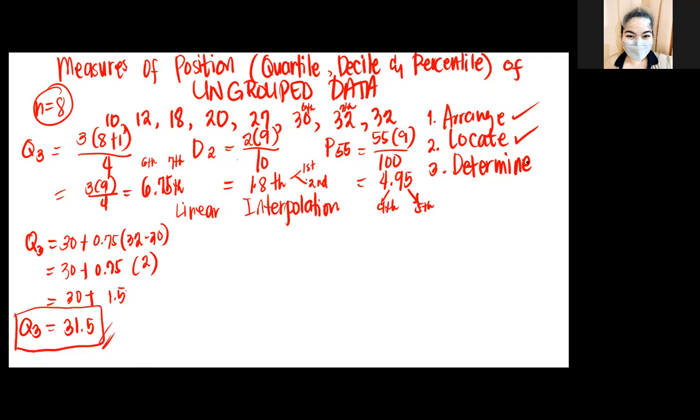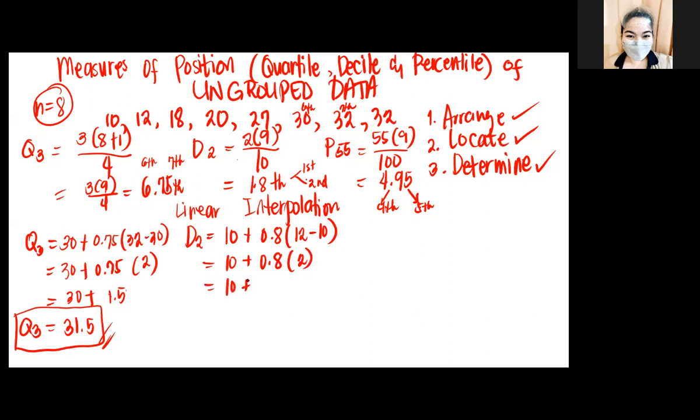So na-determine na natin yung Q sub 3. How about D sub 2? So sa D sub 2, yung mas mababa sa kanila, ibig sabihin yung first, that's 10, plus yung 0.8 ng difference nilang dalawa ng second. So unahin natin yung second kasi mas malaki siya, minus 10. Yeah, so we have 10 plus 0.8 times 2.